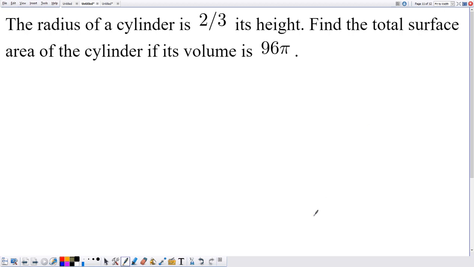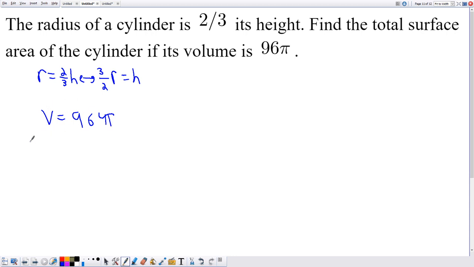Hello again. So, our next problem states that the radius of a cylinder is 2/3 its height. So, let's write that out as an expression. The radius is equal to 2/3 of the height of a cylinder. Now, this also implies that the height is equal to 3/2 of the radius by some simple mathematics. And we want to find the total surface area if the volume is equal to 96 pi.